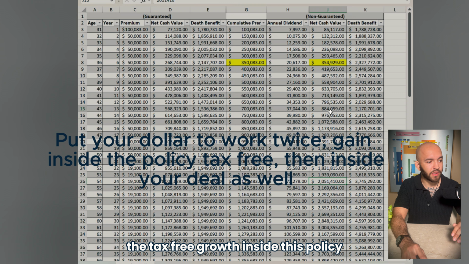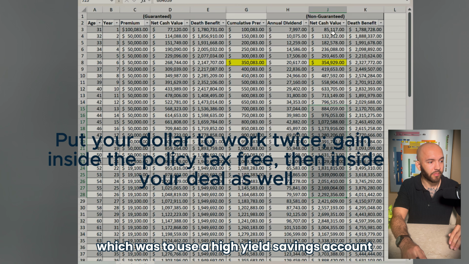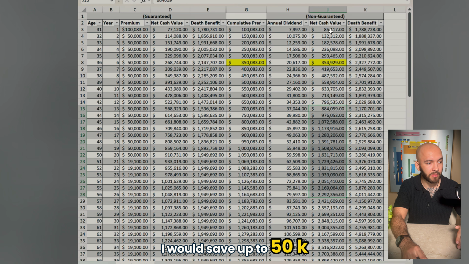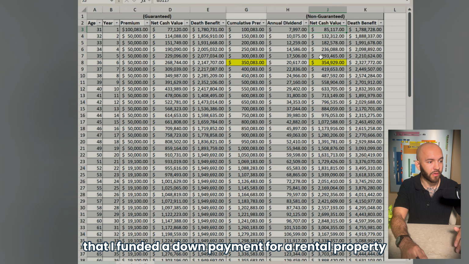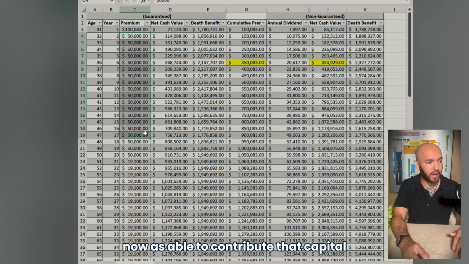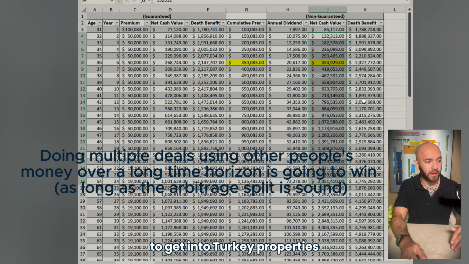The tax-free growth inside this policy is going to blow that efficiency out of the water compared to my previous strategy, which was to use a high-yield savings account. When I used the high-yield savings account, I would save up to 50K, but then I would lose that capital every single time that I funded a down payment for a rental property. Now I was able to contribute that capital, capture it, and it continues to grow, even though I'm leveraging out capital each year to get into turnkey properties or different private lending notes.